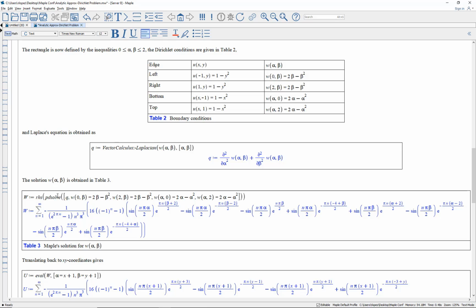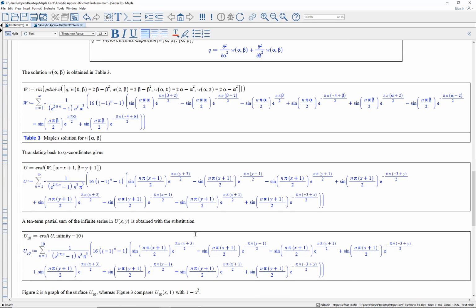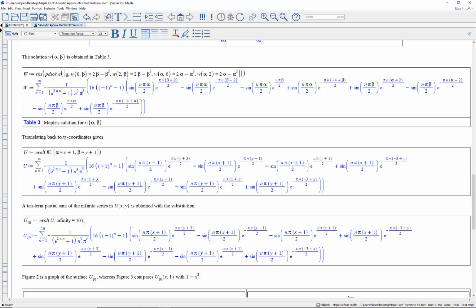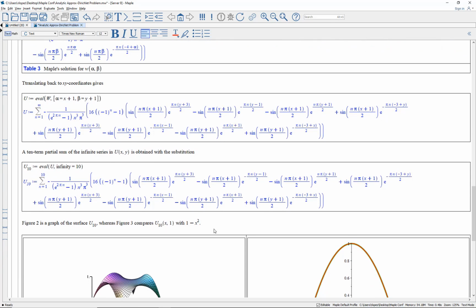Invoke the pdsolve command. The equation is labeled with Q. Here are the boundary conditions. Here is Maple's solution. Translate back to x and y. The solution looks like this. We want to draw some graphs and do some computations. So instead of summing to infinity, we'll try 10. So this is what a 10-term exact solution looks like.